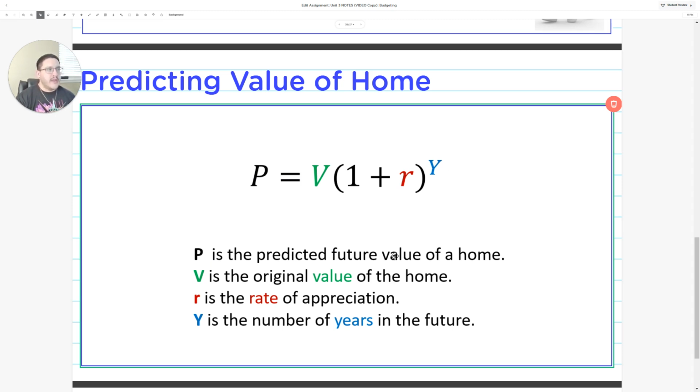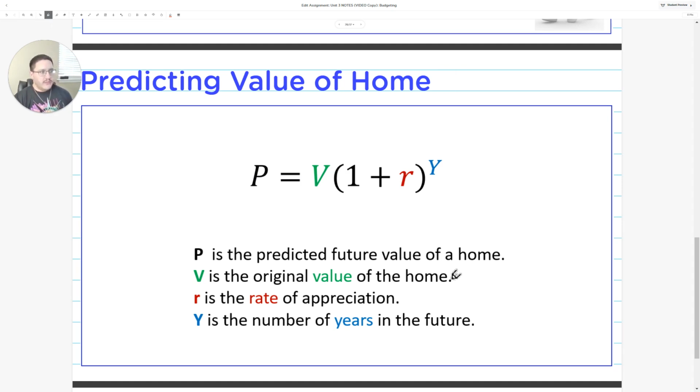P is the predicted future value of a home. V is the original value of the home. R is the rate of appreciation as a decimal. And Y is the number of years in the future. Okay, so this formula allows us to guesstimate, or kind of predict, what the value of the house will be in the future.